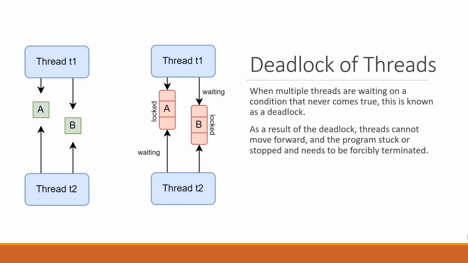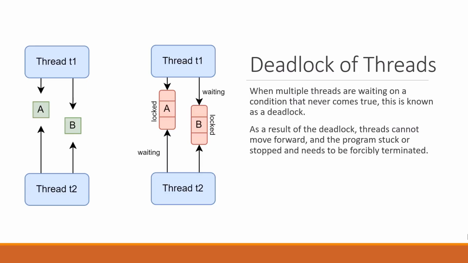threads is. So basically, when multiple threads are waiting on a condition that never comes true, this is known as a deadlock. Now this deadlock is a form of concurrency failure. We can understand this whole thing with the help of an example which is also represented on the screen.